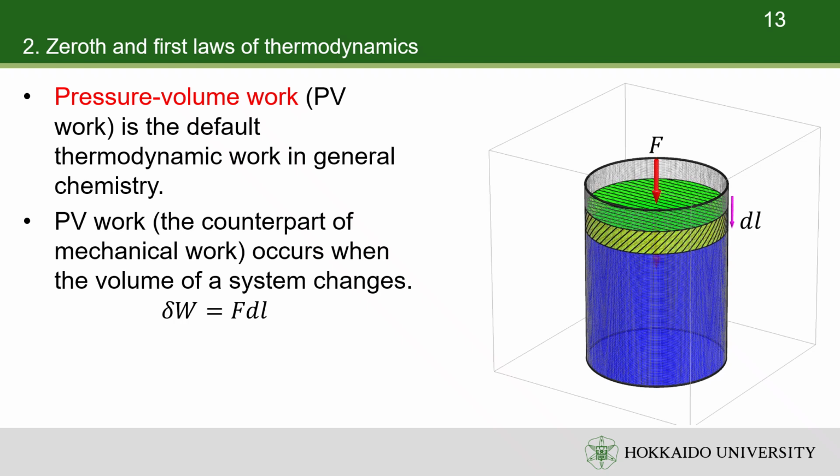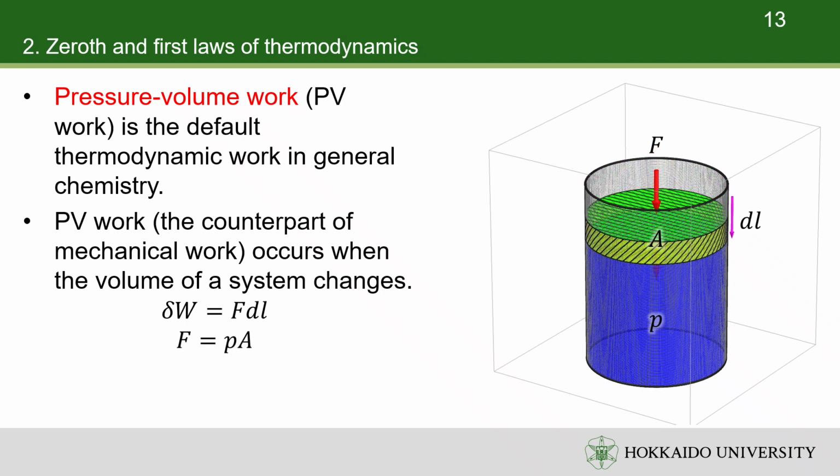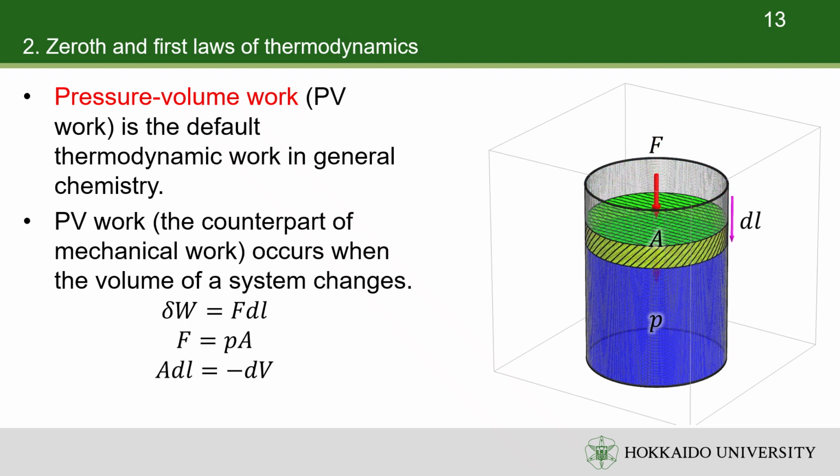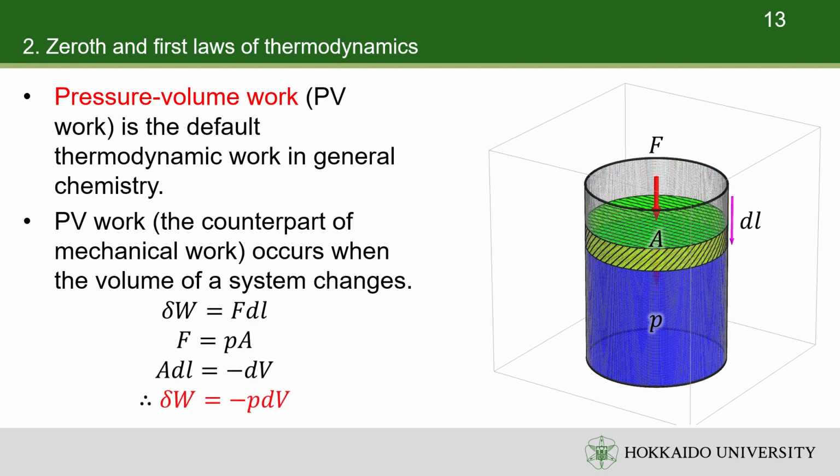The infinitesimal mechanical work to the system, delta W, is equal to the product of the force, F, and the infinitesimal distance the piston traveled, dl. Since force is pressure, P, times area, A, and A times dl is the negative of the infinitesimal volume change, dV, delta W is equal to minus P dV.